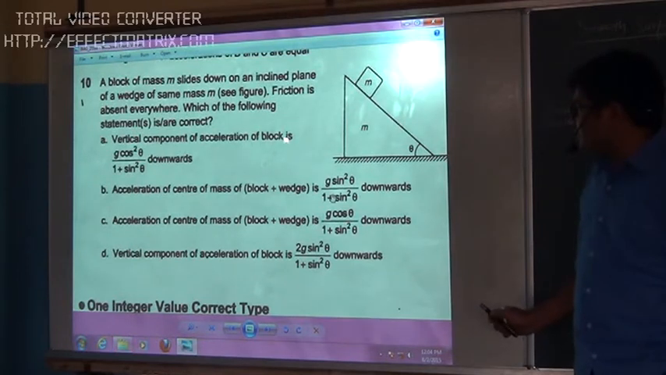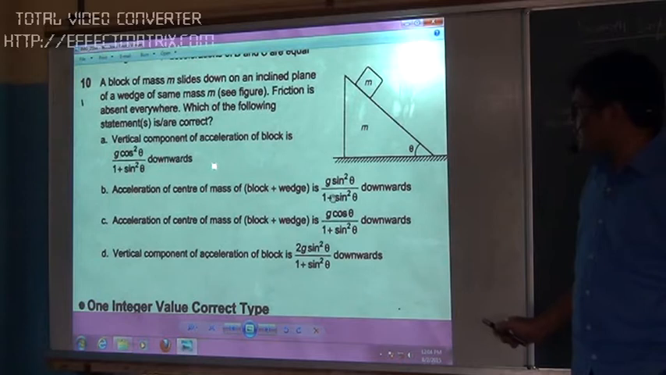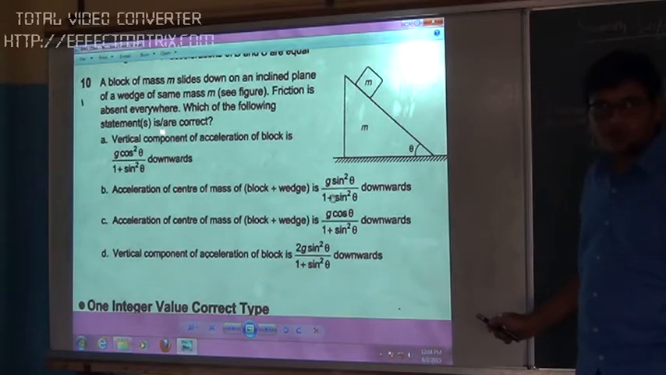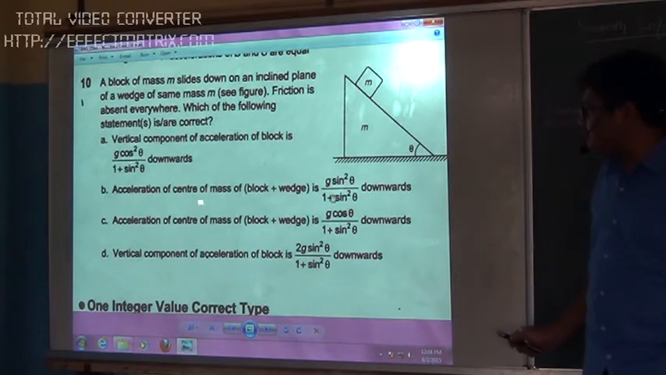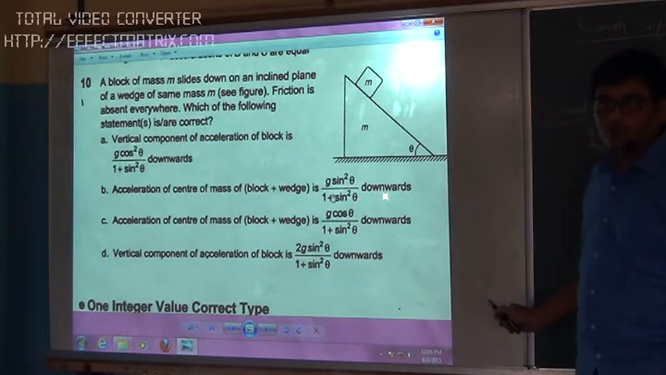The vertical component of acceleration of the block, this is the block, this is the wedge, is g cos square theta upon 1 plus sin square theta downward. This is with respect to which observer? Ground observer. The first option is asking with respect to the ground observer. And second, acceleration of center of mass of block plus wedge is g sin square theta upon 1 plus sin square theta downwards.